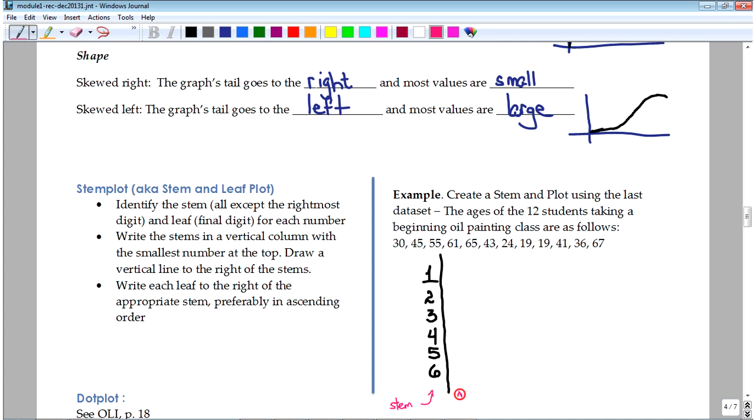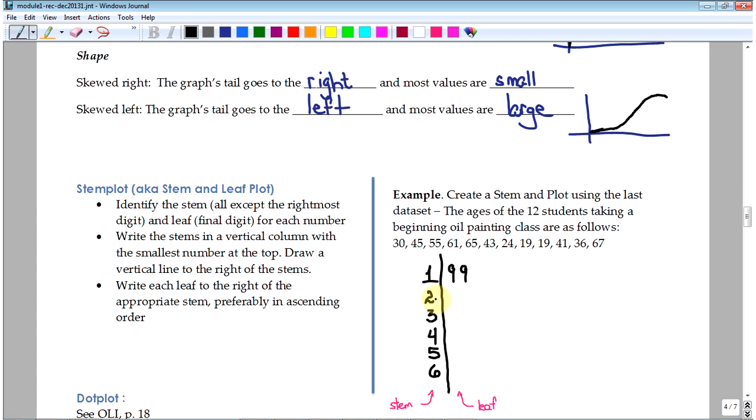So now, to get the leaves, I'm looking at the rightmost digit. Starting with the values that have a 1 in the tens place, we have 2 of them. We have 19, so we just draw the 9 here. And we have another 19, so we draw another 9.